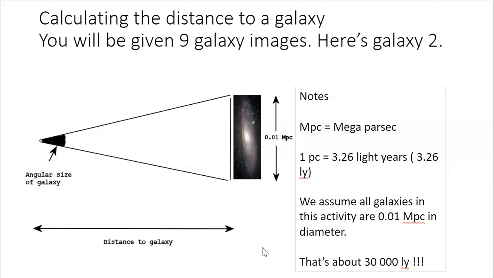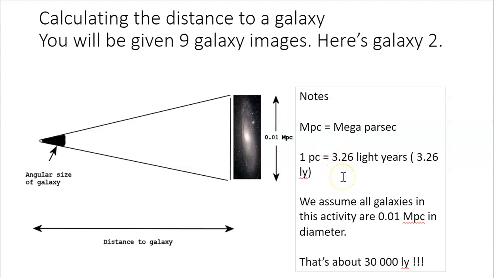There are some units which I need to quickly explain. One of them is labelled MPC. You'll see that this galaxy has a diameter of 0.01 MPC. MPC stands for megaparsec, and parsec is a unit of distance, and we write parsec just as PC. Now 1 PC is 3.26 light years, so it's greater than a light year. A megaparsec is a million parsecs, so it's considerably further.